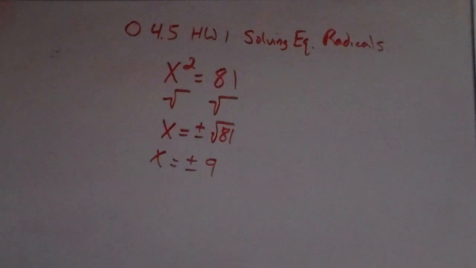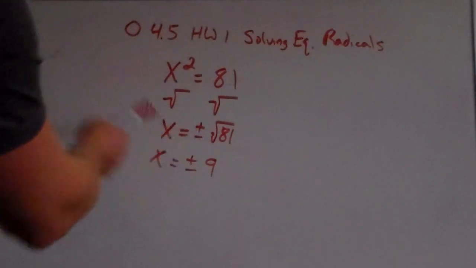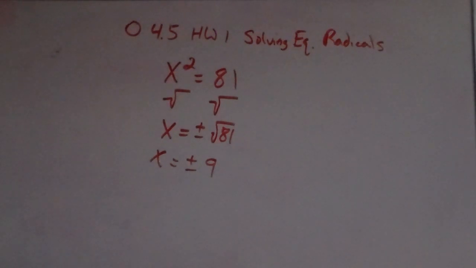Because you could get a positive 9. 9 times 9 gets you 81. Also, negative 9 times negative 9 gets you a positive 81. So that's why I have to write the plus and the minus. Those are our two answers for x. Next, we'll do problem number 5.